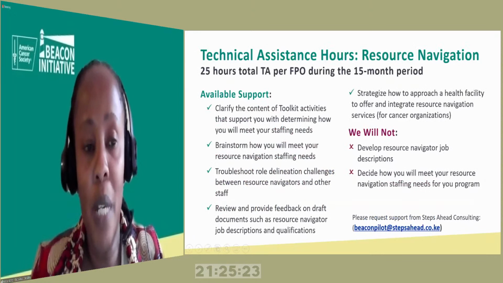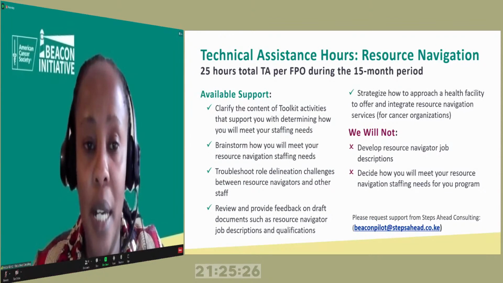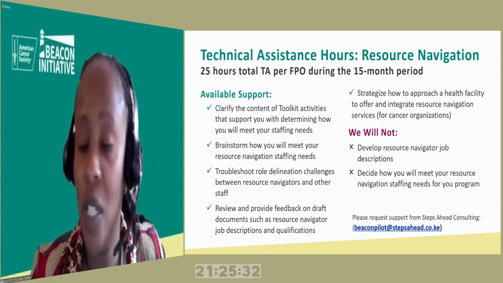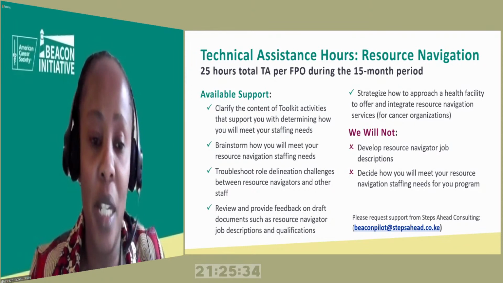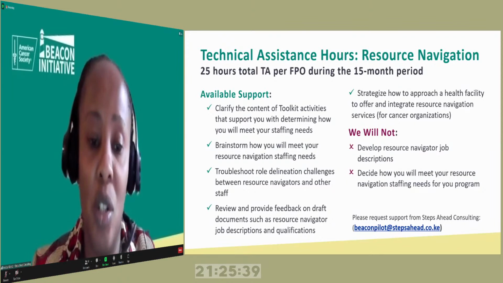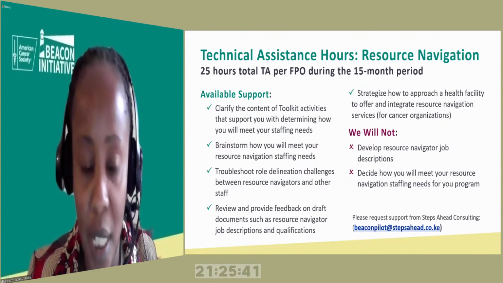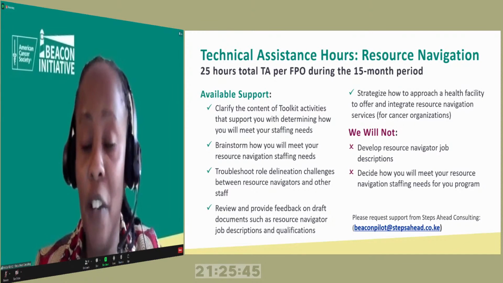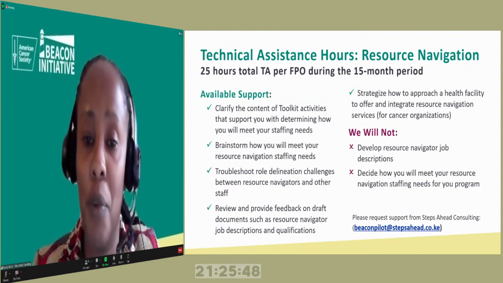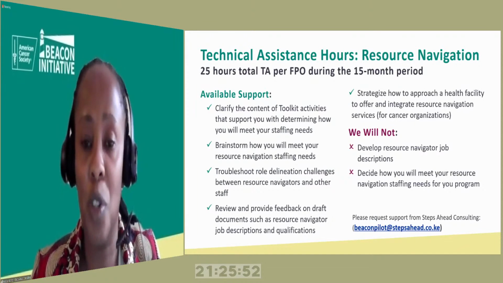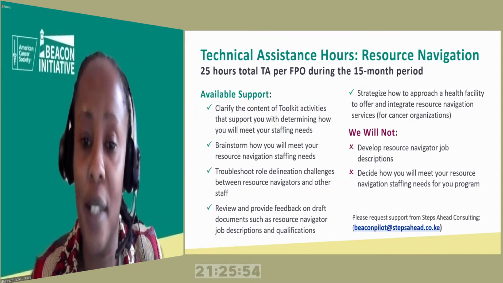So as always, your technical assistance hours are there for you to utilize. And remember, we help you to clarify content of toolkit activities. We support you with brainstorming, troubleshooting. We will help you, as we did from today's session, with troubleshooting role delineation challenges between resource navigators and other staff, provide feedback on any drafts that you might have produced, or even help you strategize with your recruitment, with your planning and staffing needs as needed.